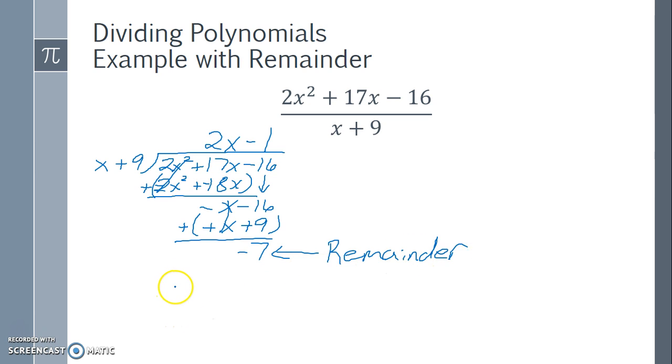So what we're going to do is our solution is going to look something like this. We're going to have 2x minus 1. And we're going to take this negative and we're going to put 7 over what our original divisor was, which is x plus 9. And that is our solution.